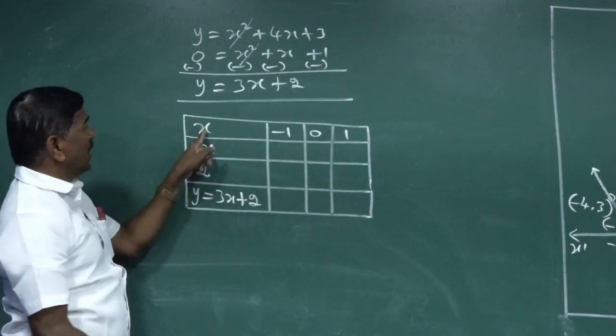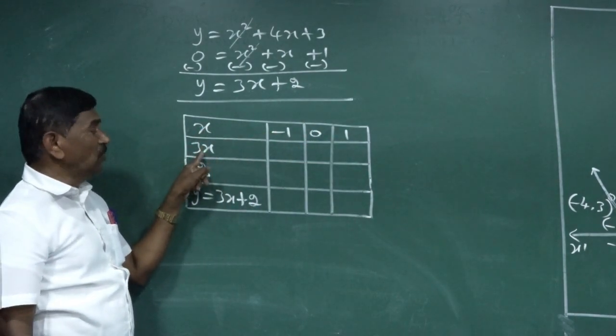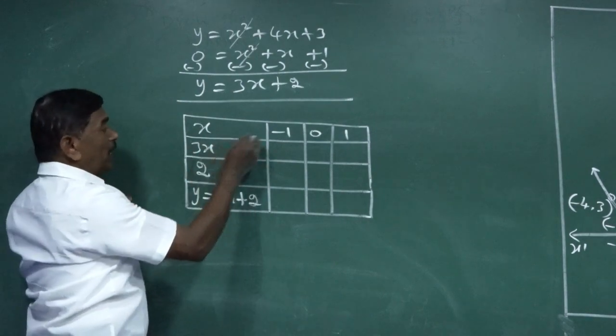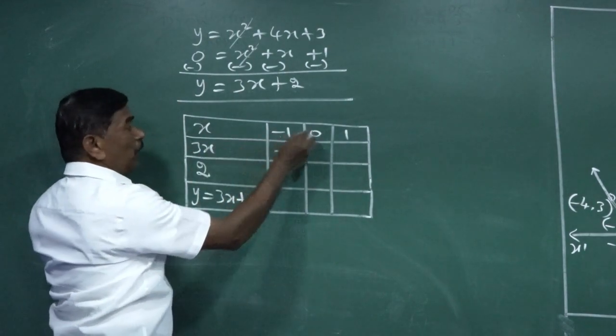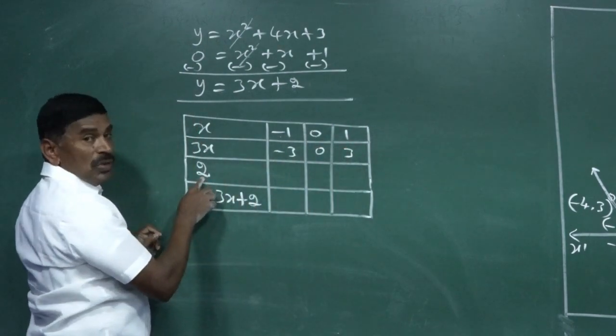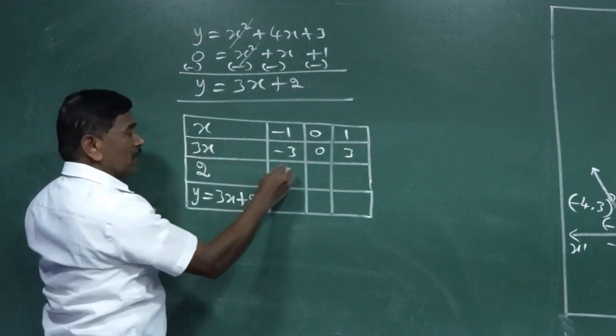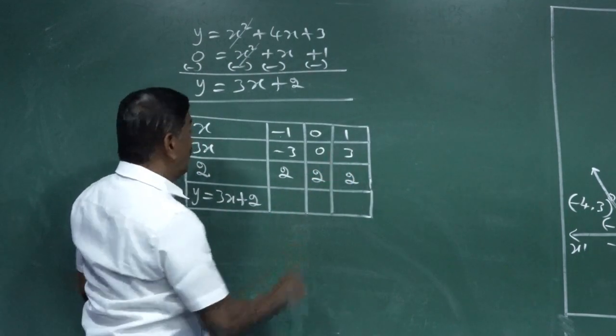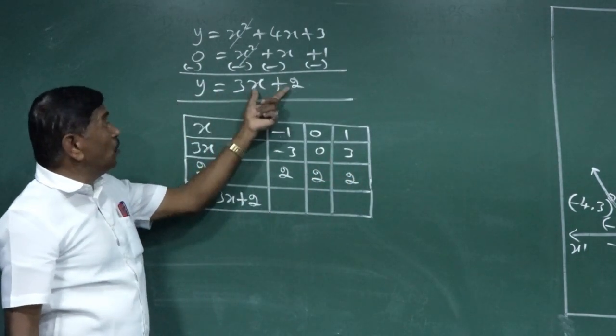Okay, x value minus 1, but I need 3x. What is your answer? Very good. 3 into minus 1, minus 3. 3 into 0, 0. 3 into 1, 3. Now 2. So 2 is a constant which is fixed. So 2, 2, 2.